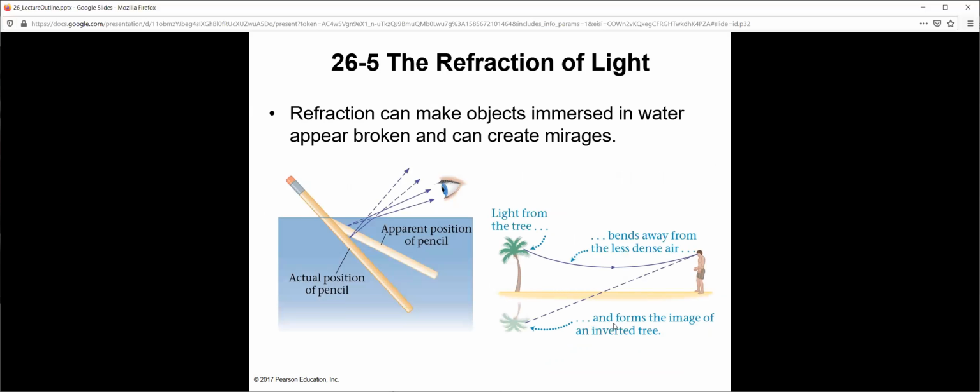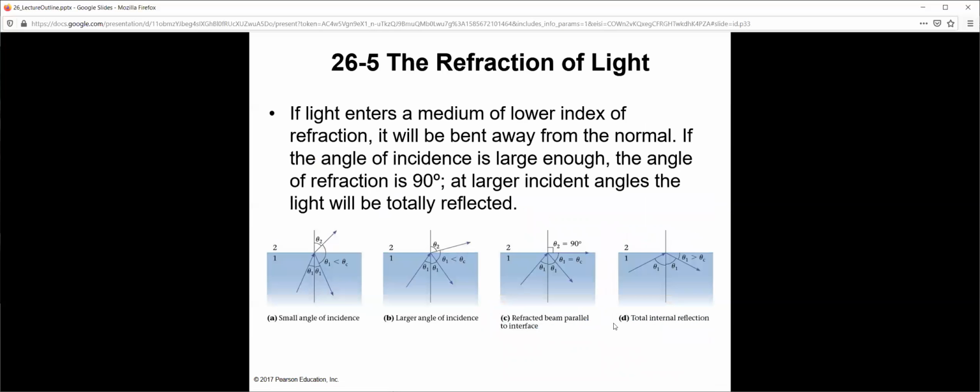As I was saying before, refraction causes things to bend in water. That's the most common thing you've seen. I guess mirages work this way for anyone who has to deal with a mirage. If light enters a medium of lower index of refraction, it will always be bent away from the normal, as said before. If the angle of incidence is large enough, the angle of refraction is 90 degrees. At larger angles of incidence, light will be totally reflected, as shown here.